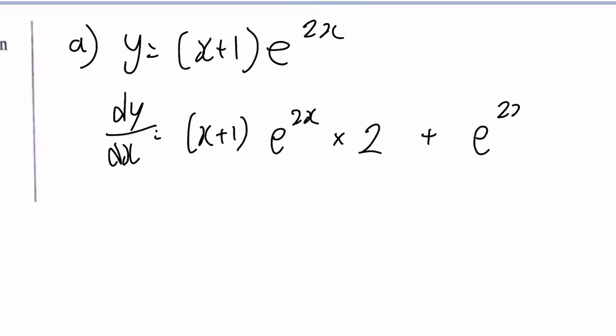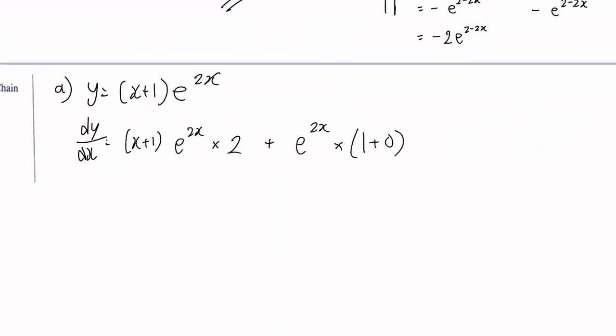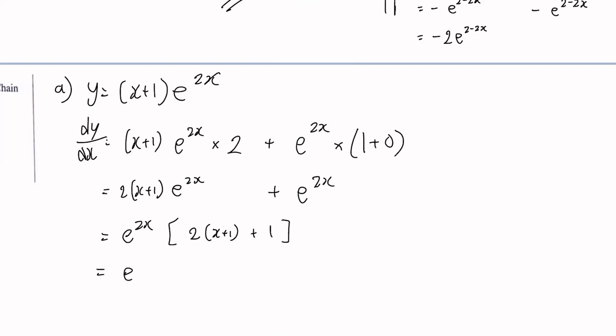Plus, take the other, e power 2x, multiply by the derivative of the first. Differentiate x plus 1, you get a 1 plus 0, which is really just 1. So plus e power 2x times 1 is just e power 2x. This part, there's a 2 times x plus 1 e power 2x. Common factor e power 2x, take it out, you're left with 2 bracket x plus 1 plus 1. Simplify a bit more, e power 2x times 2x plus 2 plus 1, which is plus 3. Okay?